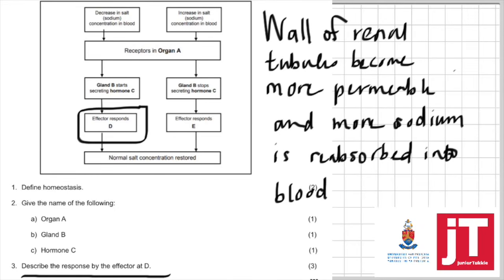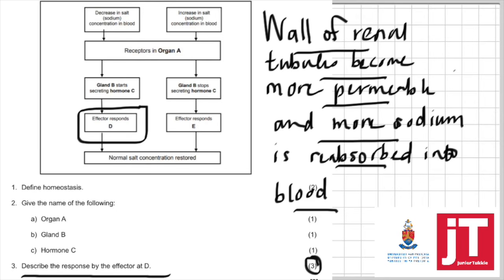So that is your answer for response by the effector at D. You only give an answer enough for 3 marks, where the wall of the renal tubules become more permeable and more sodium is reabsorbed back into the blood capillaries.